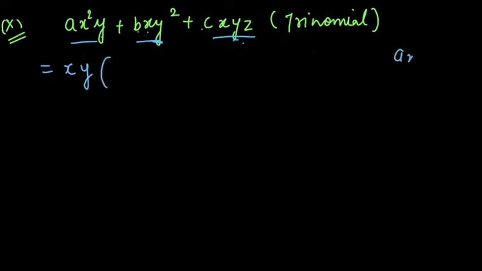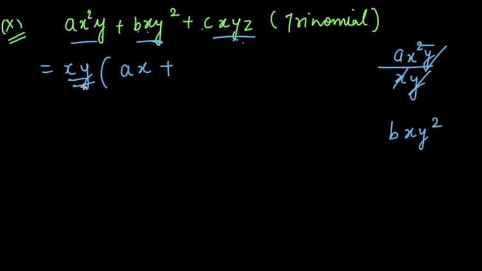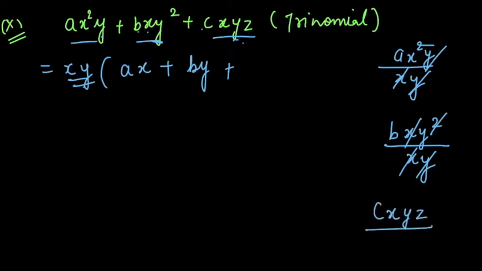Now, ax square y, and you have taken xy common from here. Y cancels and this x is cancelled. What are you left with? Ax. Similarly, the second term is bxy square. What have you taken common? Xy. Now this x is cancelled and this y is cancelled. What are you left with? By. Taking common means you are dividing the term with that.